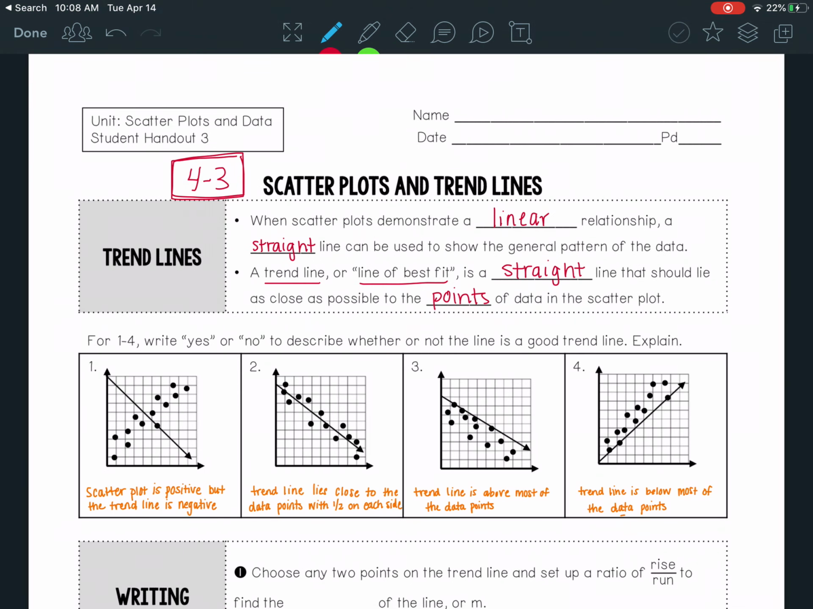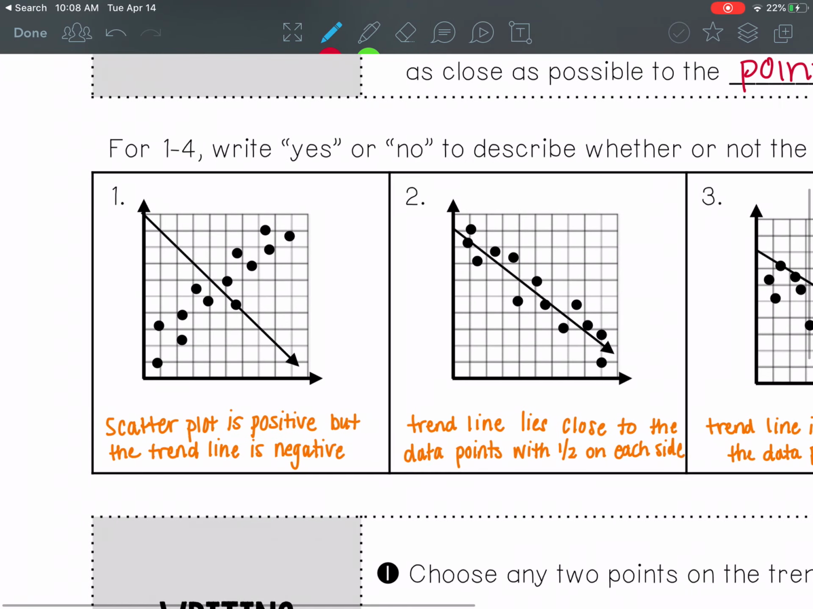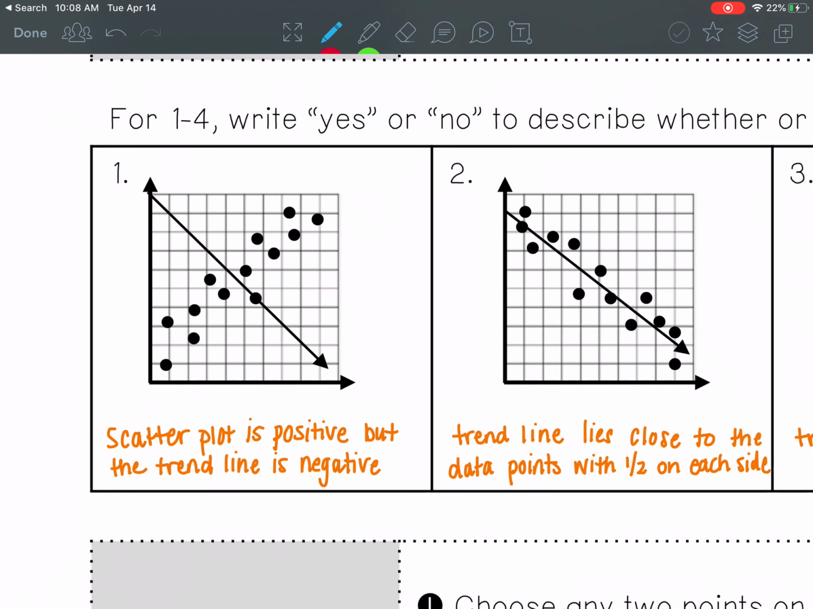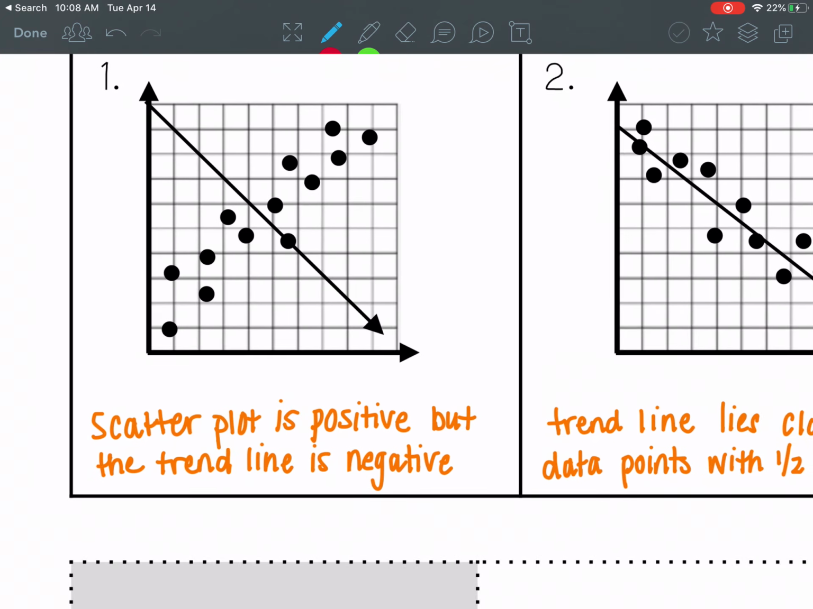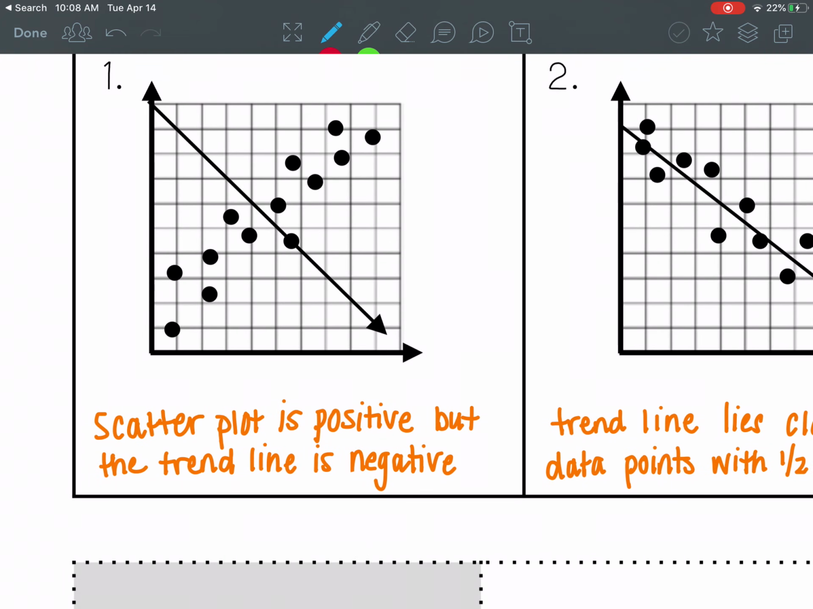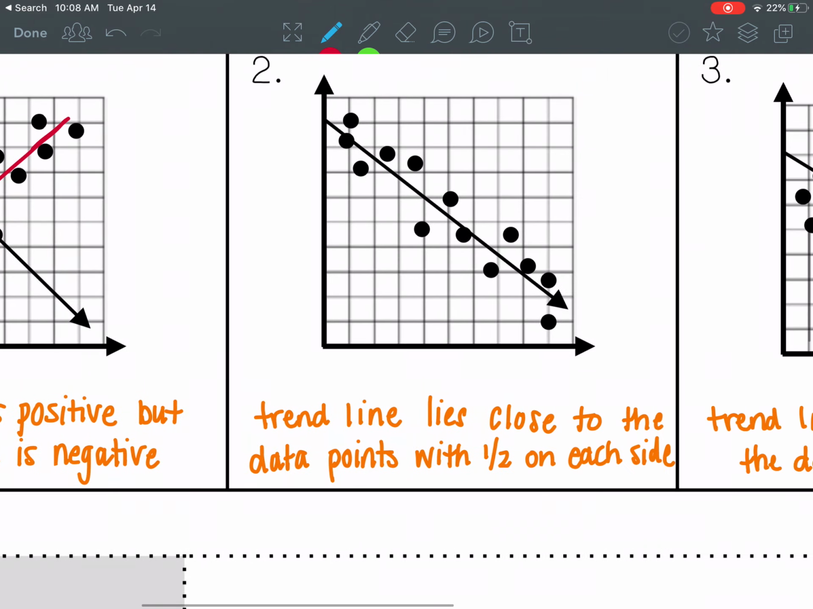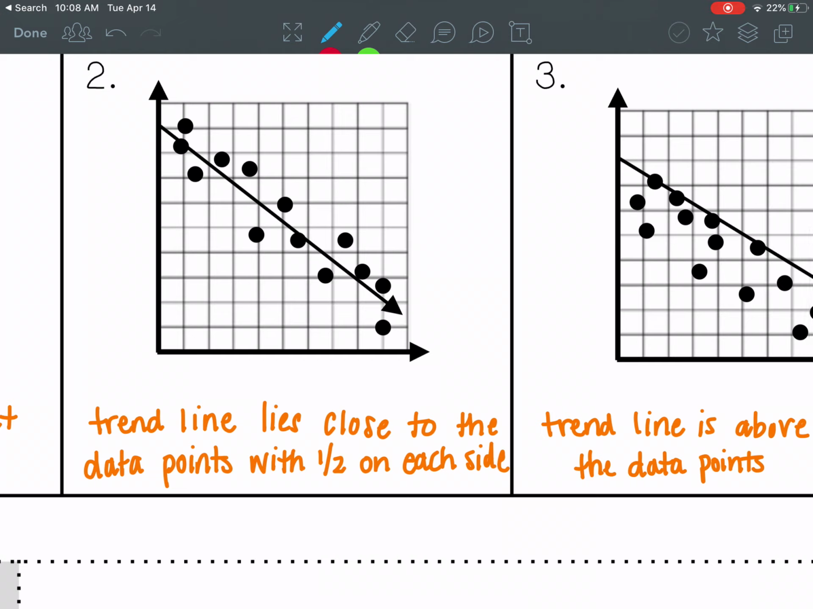Okay, so to save some time, I already wrote out the explanation for these examples. So in this first example, would this be a good trend line? Well, I put here the scatter plot is showing that the pattern overall is positive, but the trend line is negative. So no, this is not a good representation for our trend line. Okay, here the trend line shows the pattern, and it lies close to the data points with about half the points on one side, half the points on the other. This is a great trend line.